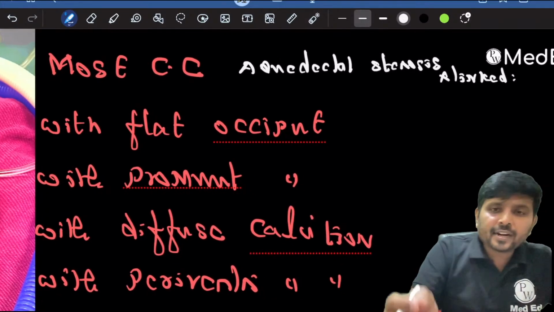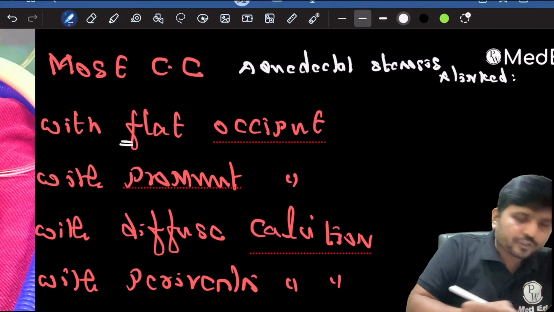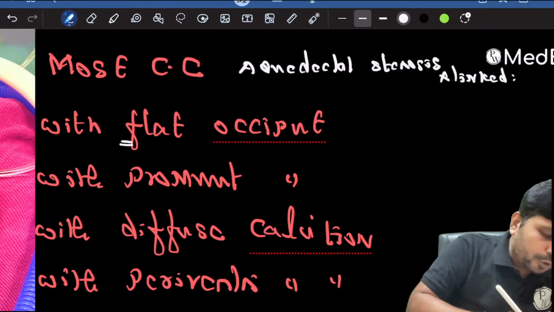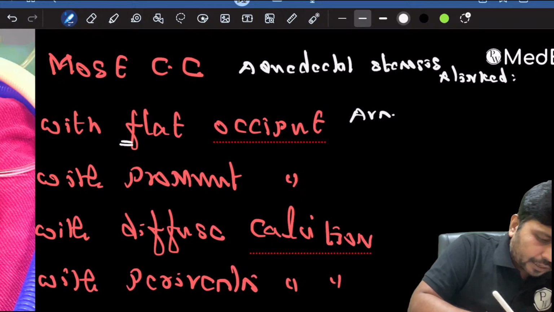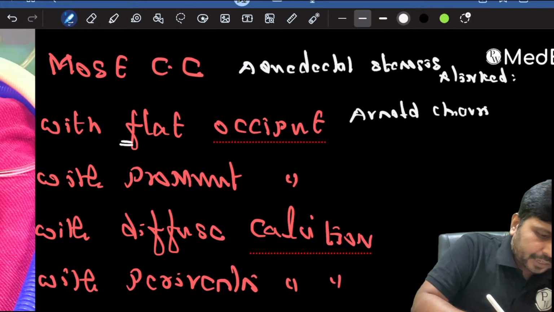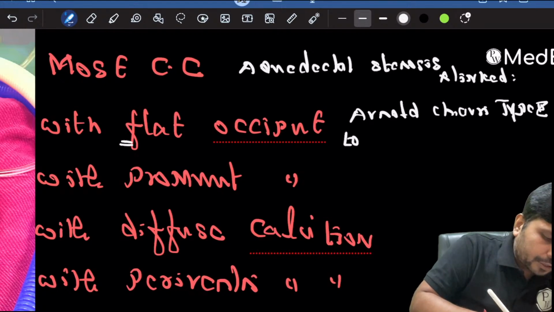When hydrocephalus is present with a flat occiput, it can be due to Arnold-Chiari malformation type 2, in which you will get tonsillar herniation.